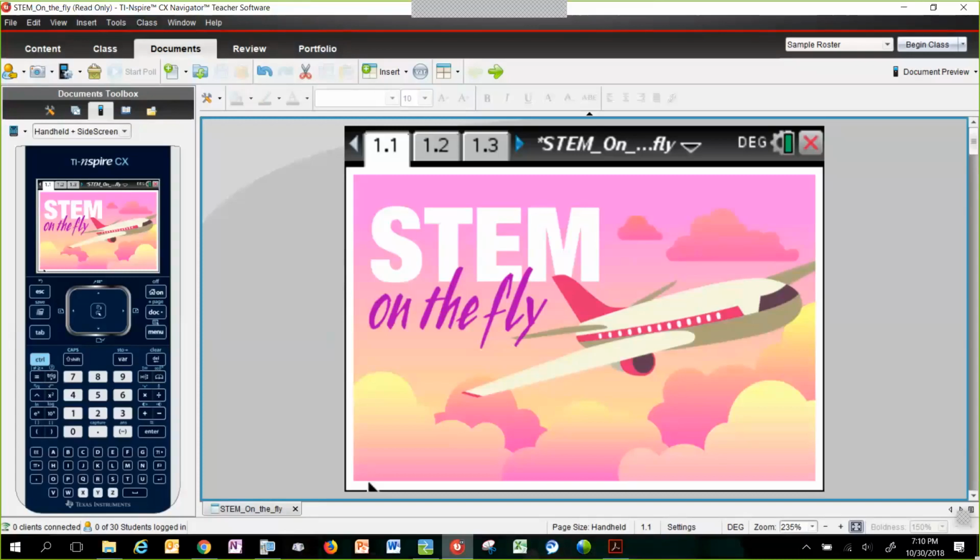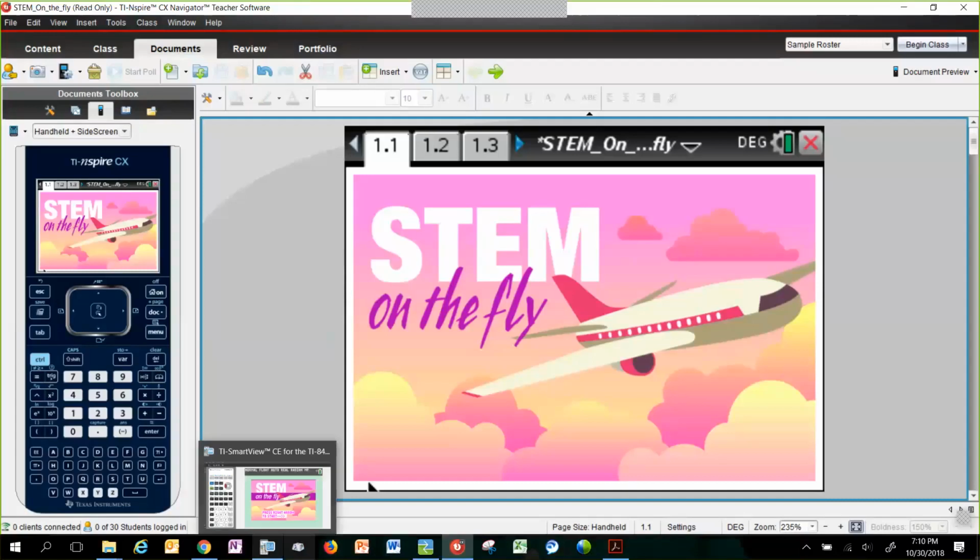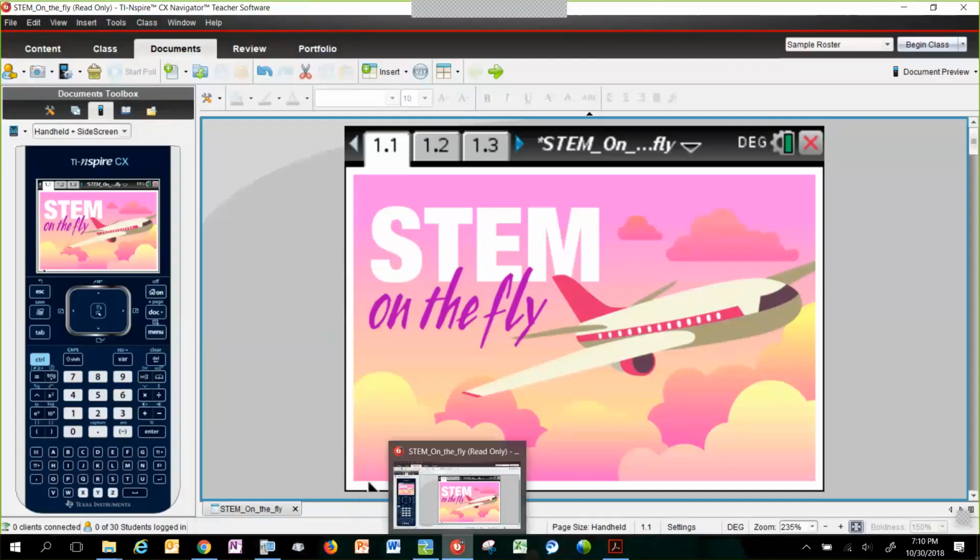So Curtis has the TI-Nspire CX software pulled up, and the first page is a title page, STEM on the Fly. And Curtis is going to be flipping back and forth between the 84 CE version of this activity and the Nspire version of it, just to show everyone on the phone that you can do it with either handheld platform. So that's a real nice piece.